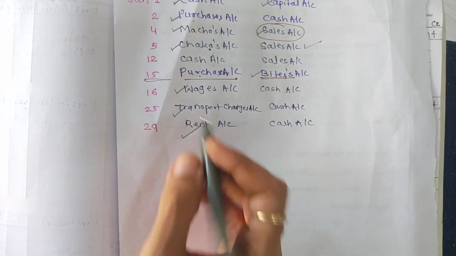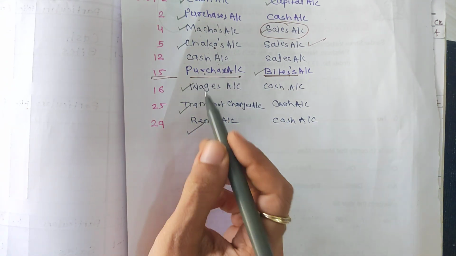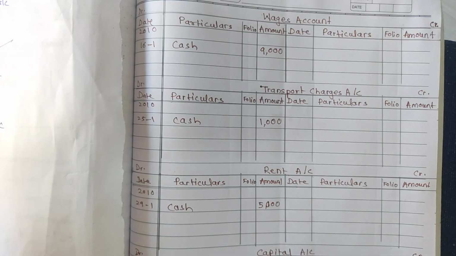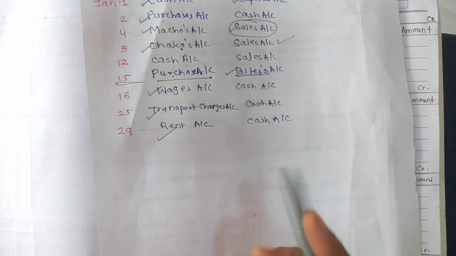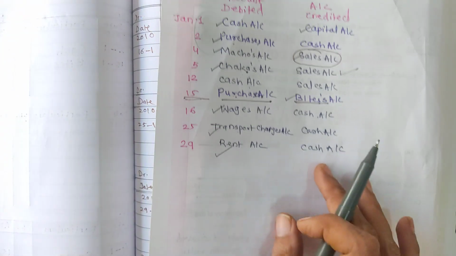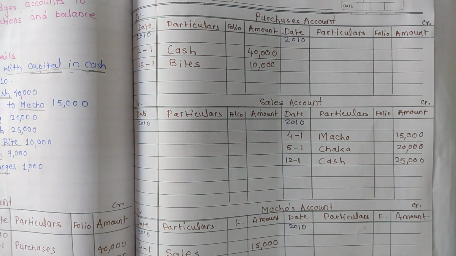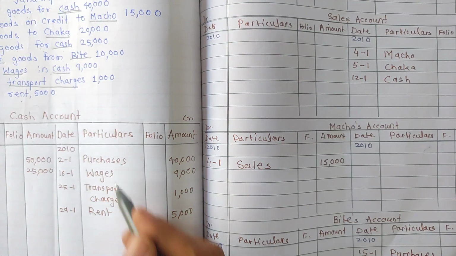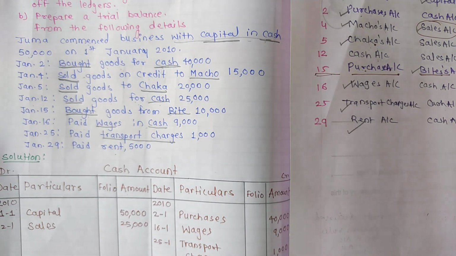See, so here payment for wages, transport and rent, these three accounts are debited. So we have written in these three accounts on the debit side. What we have written is the name of the account which is credited, that is cash. And in the cash account we have given effect on the credit side, with the name of the account which is debited. So in this way we posted all the transactions to the ledger account.